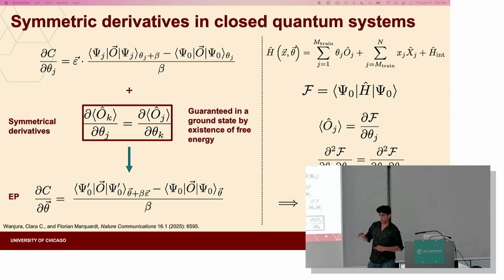In a closed system, when you have equilibrium, you can always write down a free energy. So if I'm in some ground state, I can always write down this F. And because this F is symmetric and the second derivatives commute, you always have this reciprocity, or just this symmetrical derivative. So this is just a statement of the fact that I have a free energy when the system is in equilibrium, right?